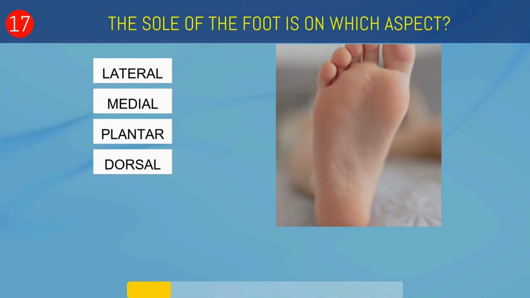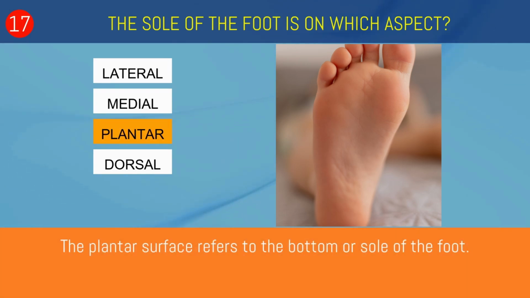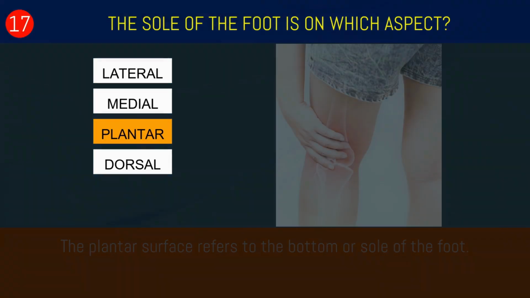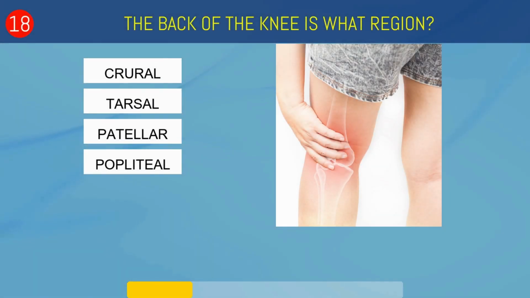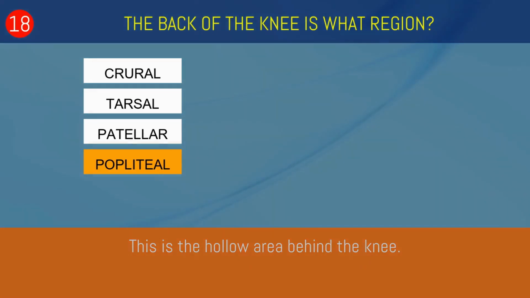The sole of the foot is on which aspect? Lateral, medial, plantar, or dorsal? Plantar. The plantar surface refers to the bottom or sole of the foot. The back of the knee is what region? Crural, tarsal, patellar, or popliteal? Popliteal. This is the hollow area behind the knee.